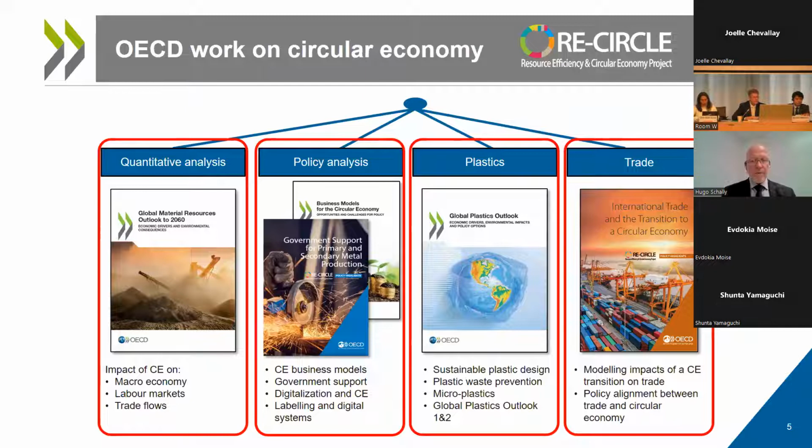The second part is on policy analysis, trying to find out how do we scale up circular business models, how do we deal with digitalization as a vehicle to improve circular economy. We've also done some work on plastics, which is part of a circular economy transition, but we will not focus much on that today. And finally, we've done a number of papers on aligning international trade and the transition to a circular economy.